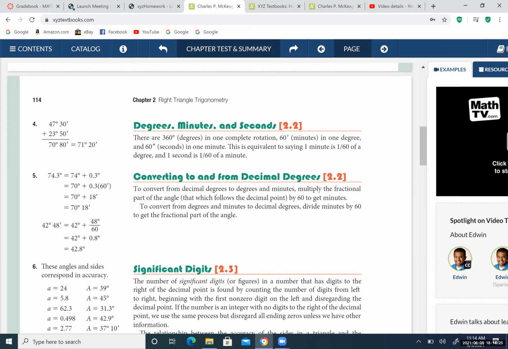Okay, so that is how you use the relationship between degrees, minutes, and seconds here. And you can take a look at this too. If they want to change to degrees, then you have to divide by 60. If you change to minutes, you multiply by 60, because of right here, right?